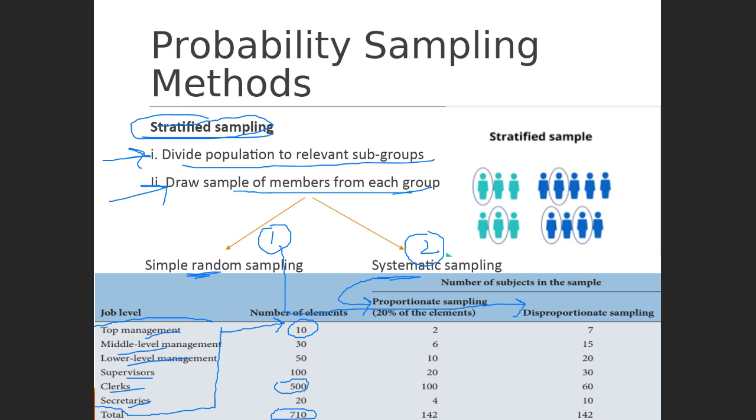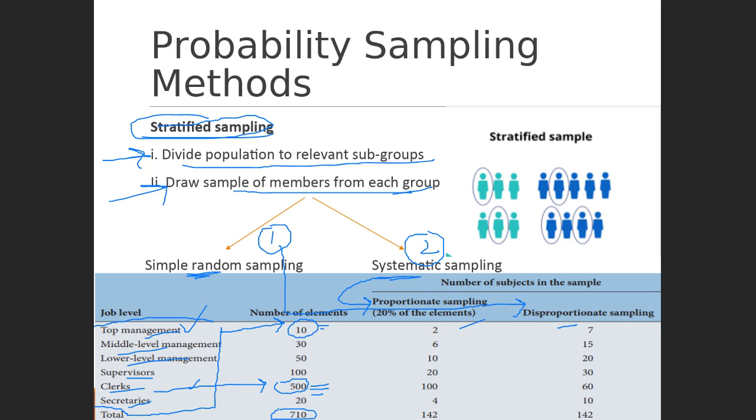So in this particular example, we are using stratified sampling. Why? Because we expect that top management would behave differently as compared to the clerks. And secondly, because top management has a very small number, and clerks have a very large number. So when such a situation is prevalent in your population, you need to use stratified sampling. Now you can either choose elements through random sampling or through systematic sampling.